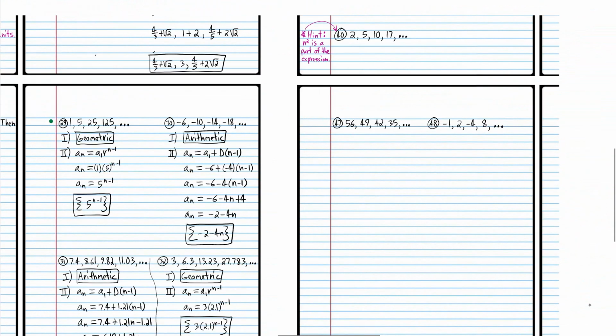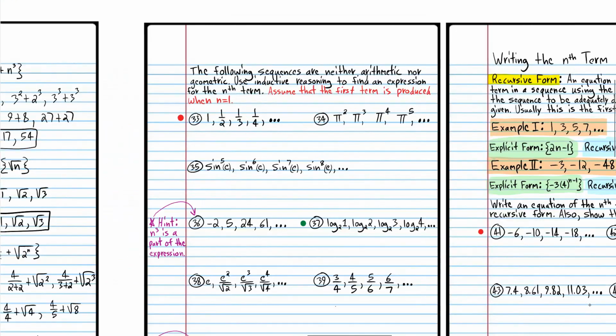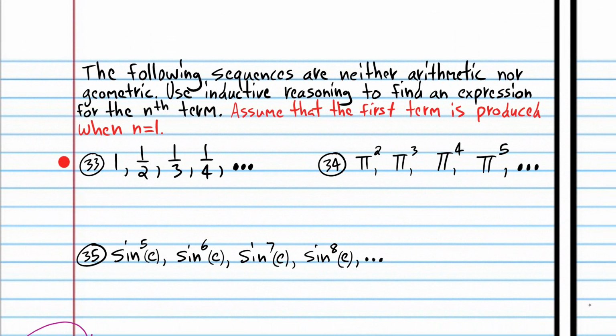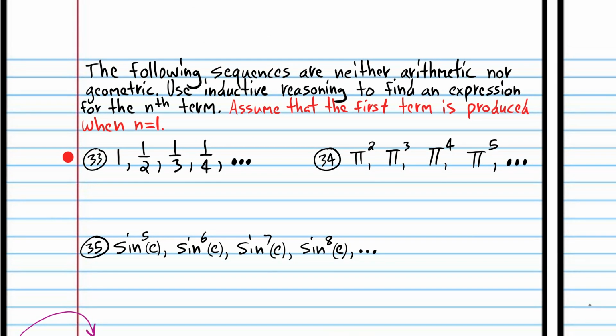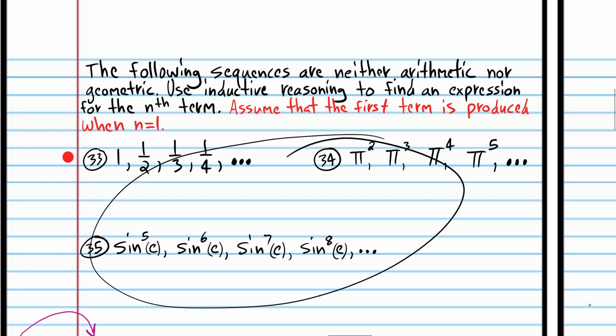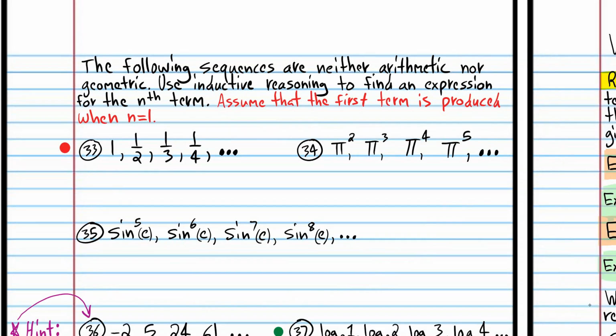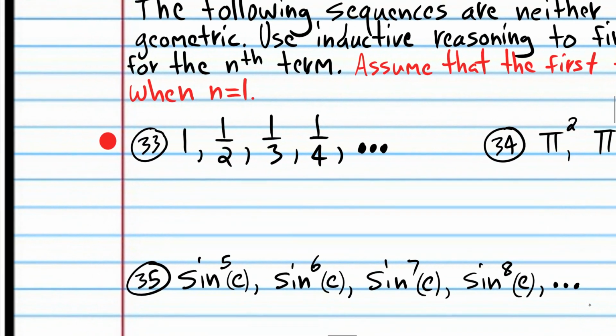Okay, so in the previous problems, every sequence that we defined with an algebraic expression was either an arithmetic sequence or a geometric sequence, but these sequences down here are neither. But we're still going to find an expression for the nth term. So this one's pretty easy. It's just 1 over n.